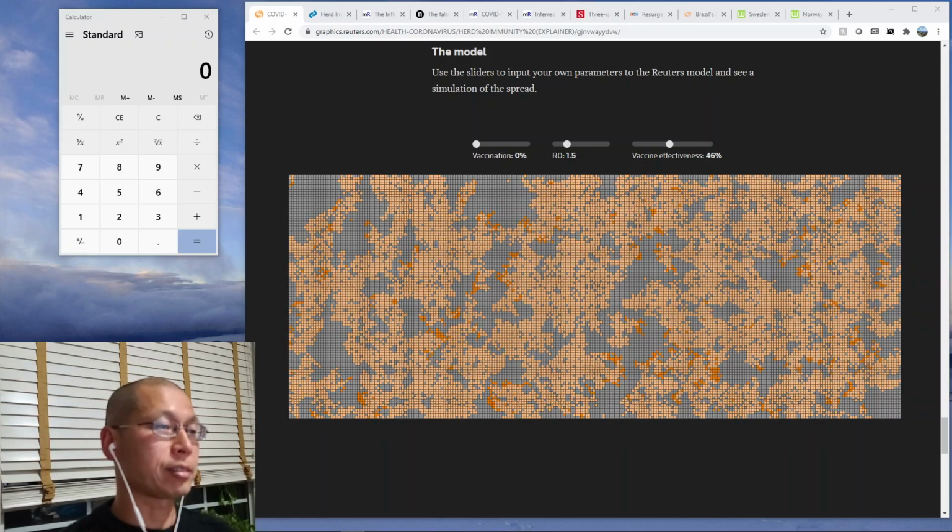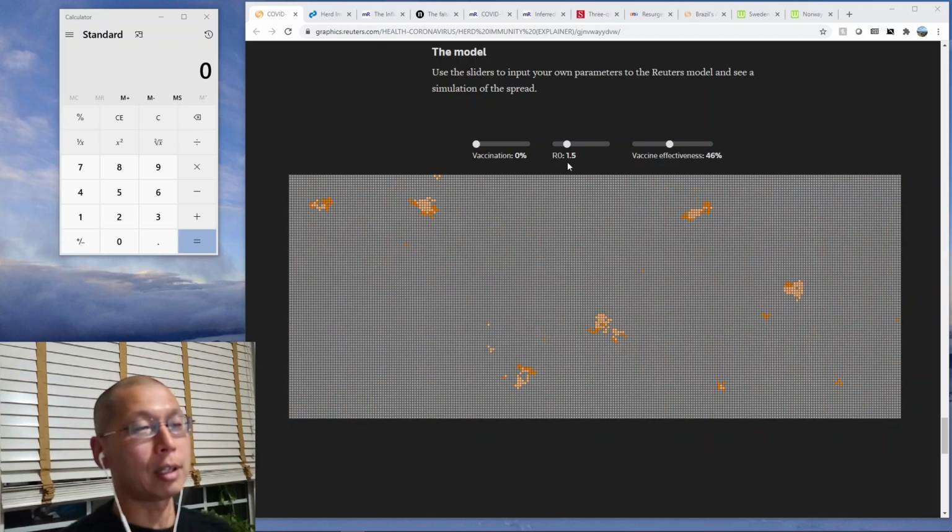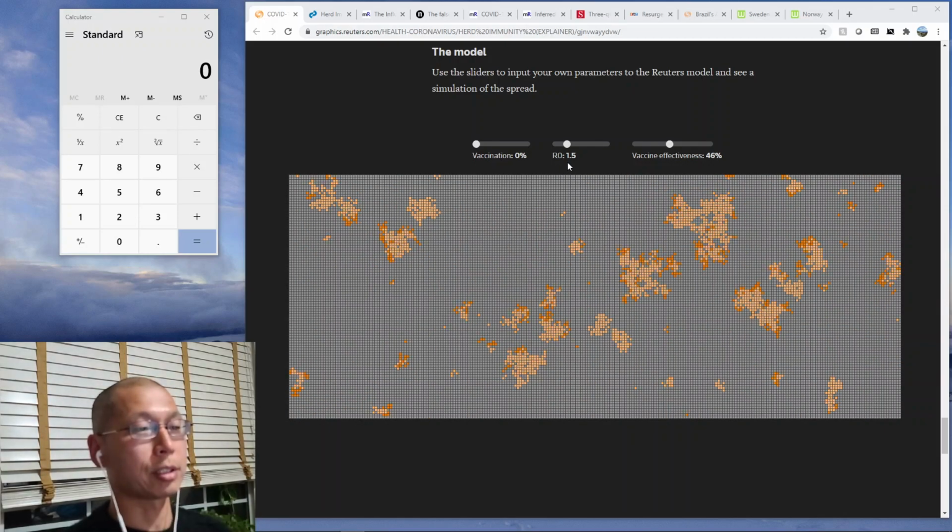So I found this little graphic here. It's at Reuters. I'll link it below. And basically you can play with three sliders here: vaccine effectiveness, vaccination rate, and the R naught, which is also called the basic reproduction number.